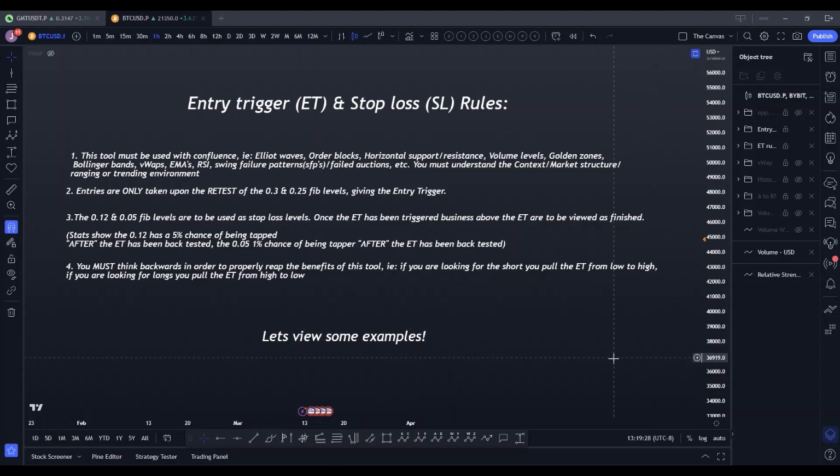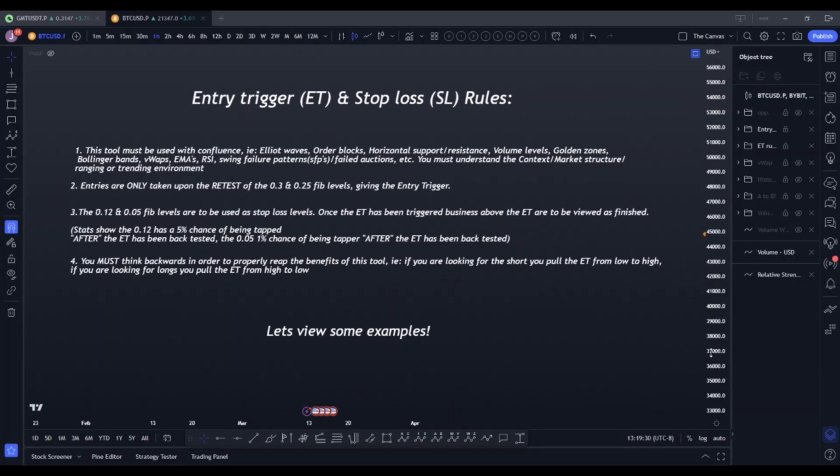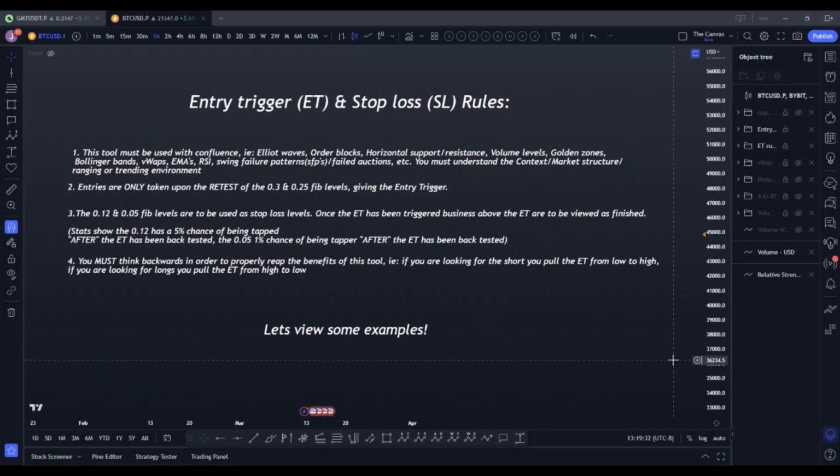Okay, guys. So this is going to be a quick video. I'm trying to keep this down to 15 minutes of a fib retracement tool that I created, and then I called the entry trigger and stop loss, ET for short. We're going to go over some rules really quick, and then we'll jump into the chart to show you some examples. So, rule number one.